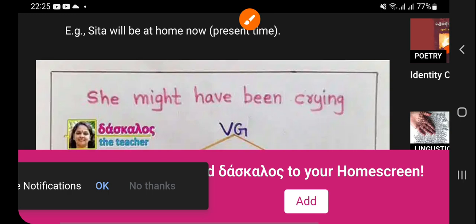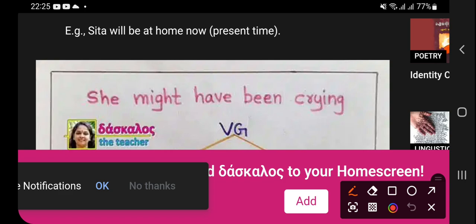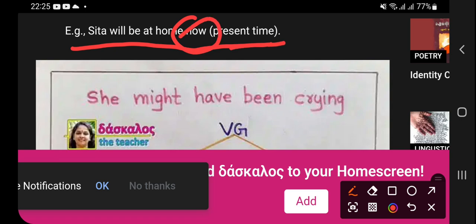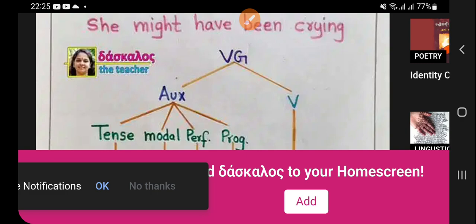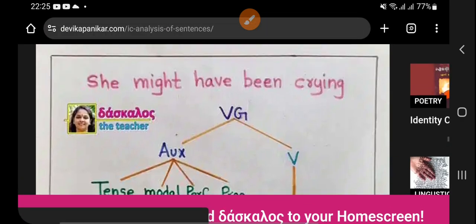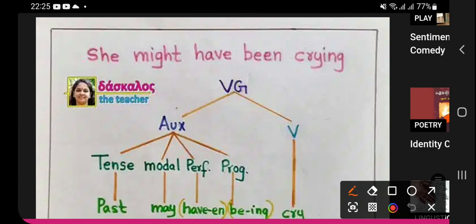Here is the example. Sita will be at home now. So Sita might be at home, right? That is present time. Sita will be at home now. It's present time, not future tense. So how can such a sentence be analyzed? This is a question. Another example: she might have been crying.